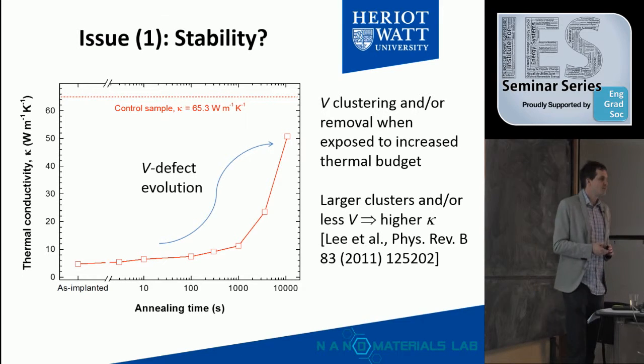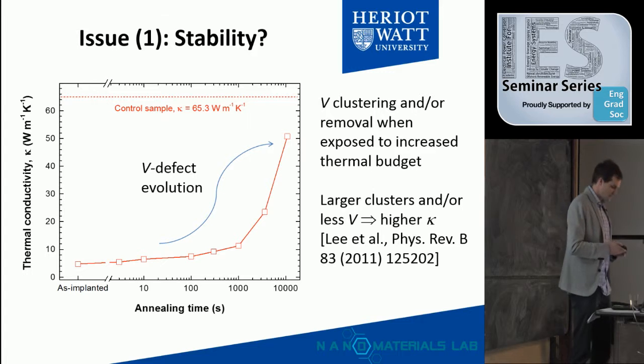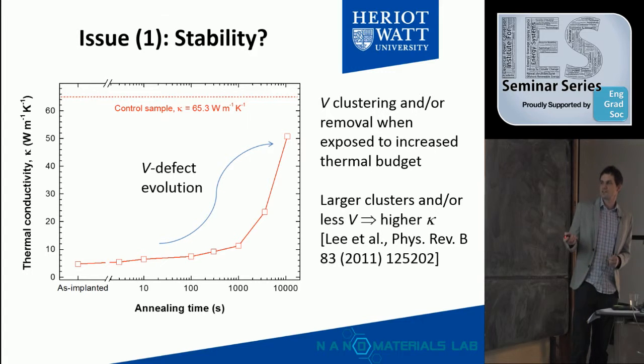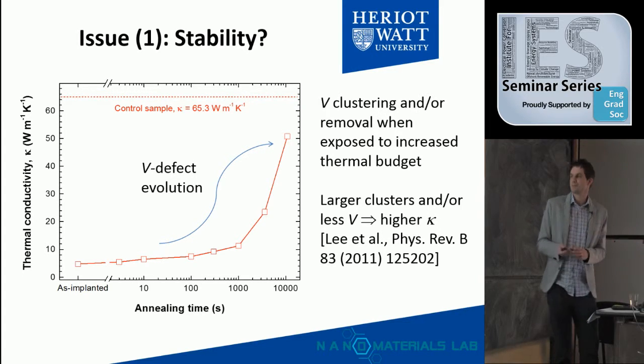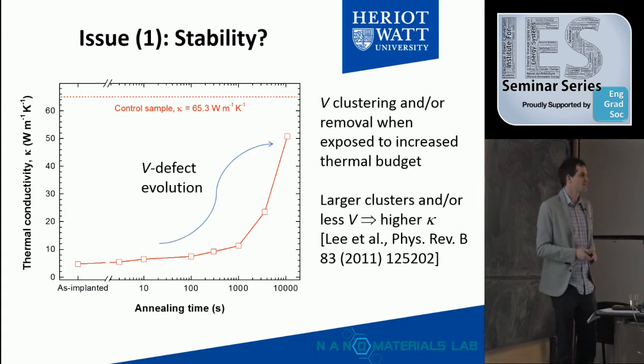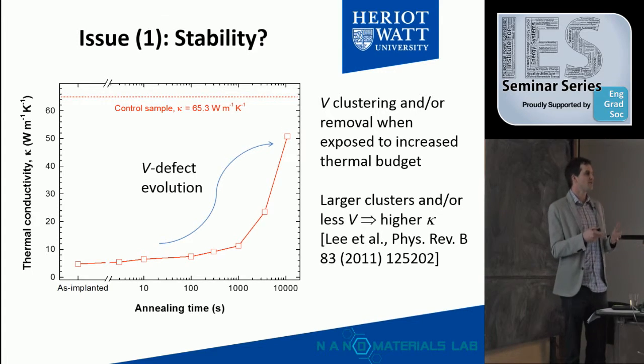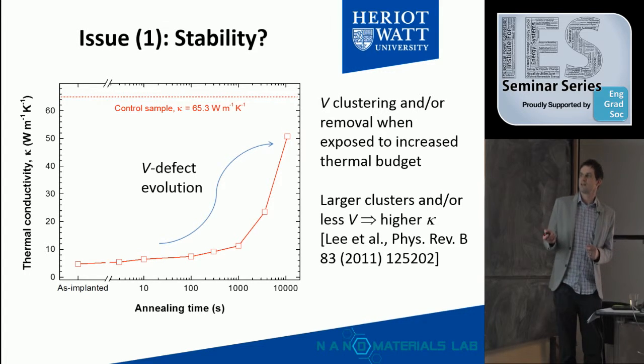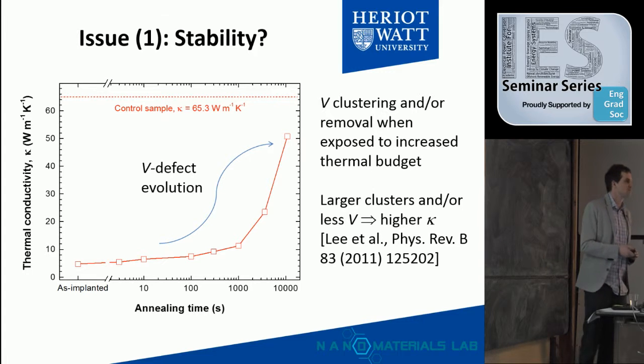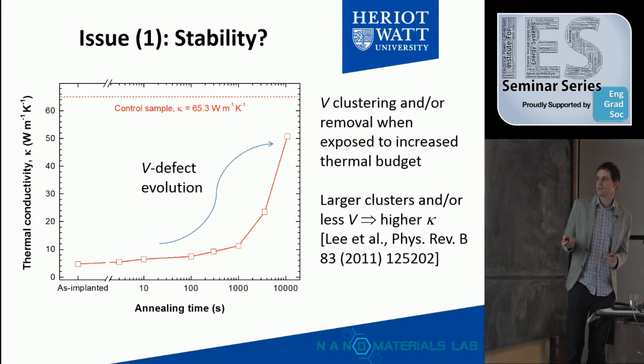So there are some issues that we're looking at and have looked at a little bit already. We do get this evolution, as you saw, of thermal conductivity as we up the thermal budget. This has to do with the defect evolution. We know the vacancies evolve when they're exposed to thermal processes. So we get clustering, and eventually dissolution of the defects as well. As they get bigger, the theory predicts that they'll be less effective at doing what they're doing. Also, as they disappear, obviously there's less of them, so we return more towards what we had in the first place. So it's maybe not surprising that we get this effect.